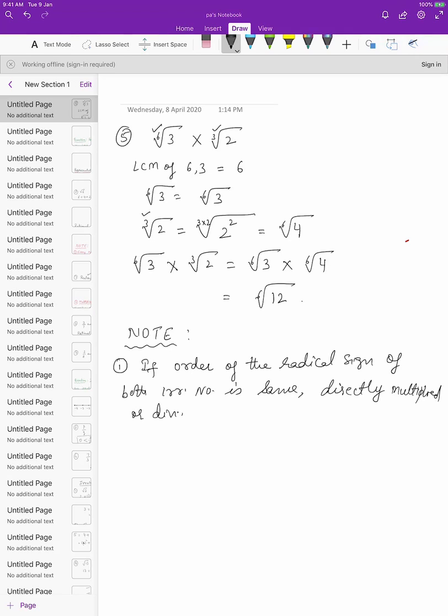But the second case is if their order is not the same. If the order is not the same, then what do we need to do? We have to make their order the same, and make it equal to the LCM of the two orders.